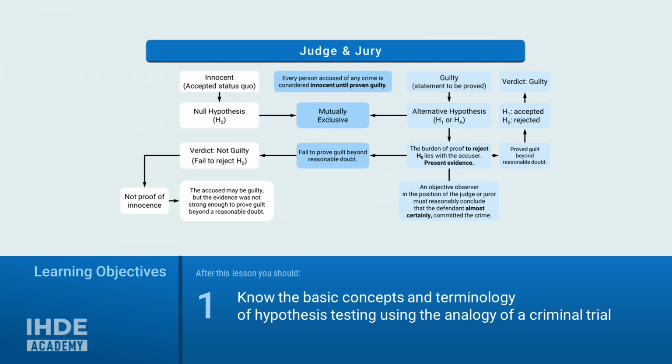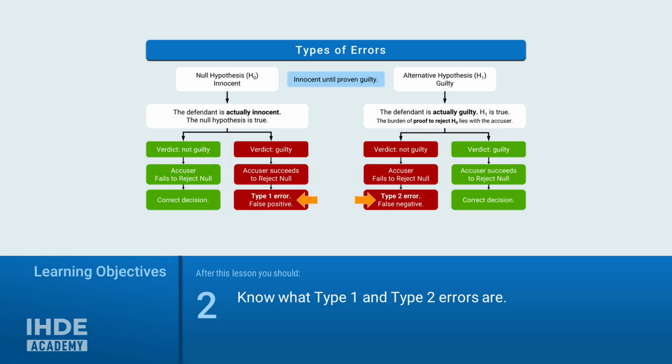I covered more advanced aspects of hypothesis testing in other lessons. This lesson here, however, has two main learning objectives. First, in the end, based on the analogy of a criminal trial, you should have understood the basic concept of hypothesis tests and also know some essential terms. Furthermore, you should know which errors can occur when evaluating hypotheses and precisely what type 1 and type 2 errors mean.